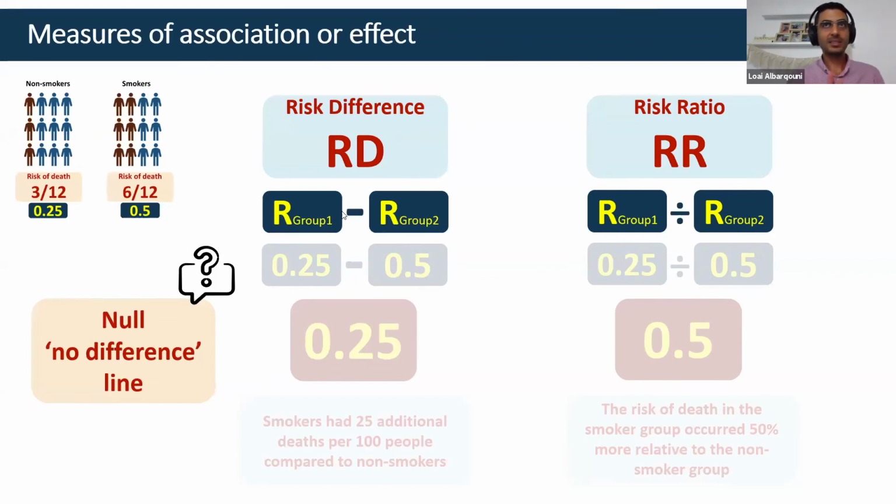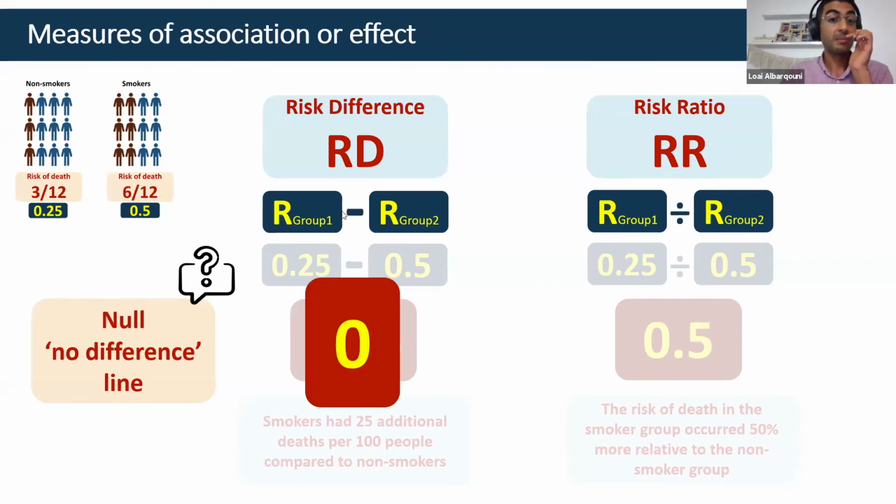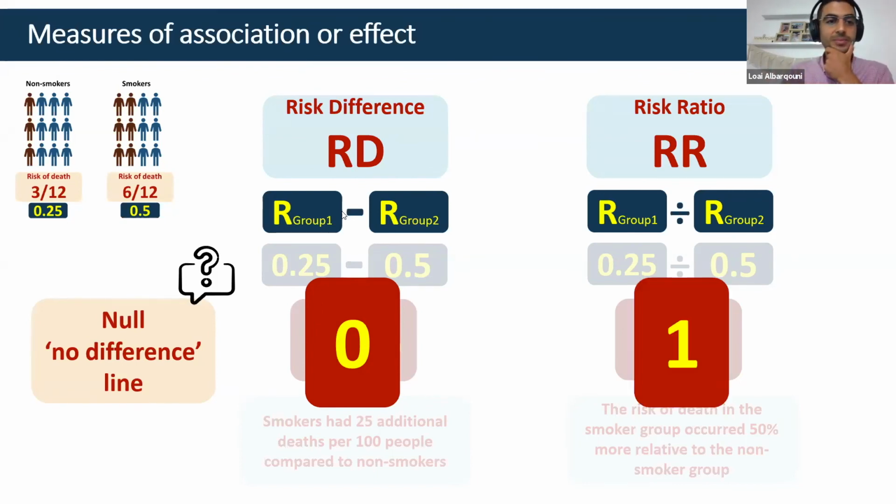So to know if a treatment is statistically significant or not, you need to know what the no difference value is. When could we say that there is no difference between the two groups, and the two groups are equal? What will be the no effect or null value in the risk difference or absolute risk difference? The zero, because anything minus the same thing will be zero. And what about the risk ratio? Will be one. Yep. So if there is no difference between the two groups, the value of the risk difference will be zero and the value for the risk ratio will be one.